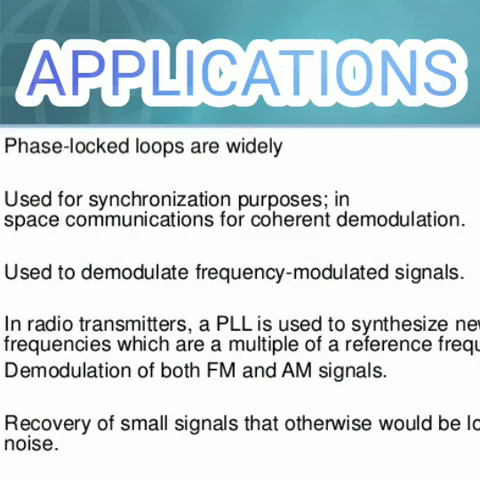Phase lock loops are widely used for synchronization purposes in space communications, for coherent demodulation, and to demodulate frequency modulated signals. In radio transmitters the PLL is used to synthesize new frequencies which are multiples of a reference frequency. For demodulation of both FM and AM signals the PLL is used, and also in the recovery of small signals that otherwise would be lost in noise.